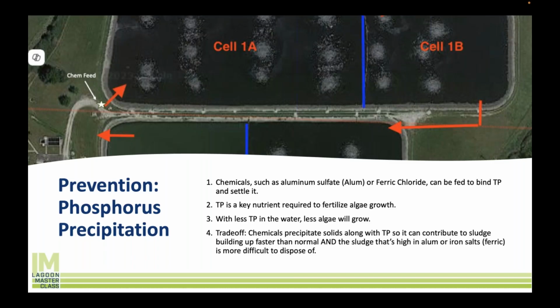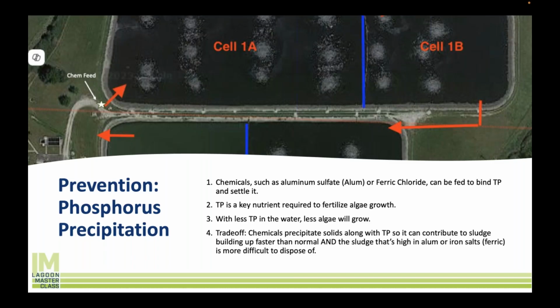And so this can be kind of an effective tool. In this lagoon system, we have aerators in, and so you could feed it at the influent point, settle some phosphorus out there. You could feed it and/or after cell 1B and settle out some phosphorus there, etc. And that can help to control algae across the board.